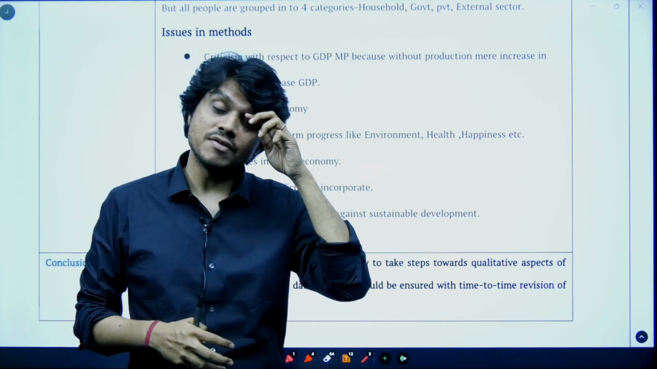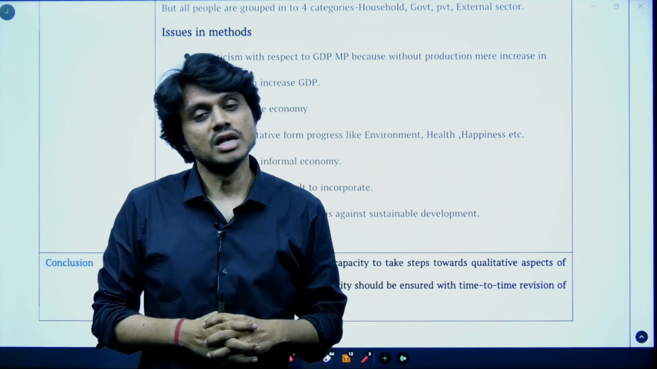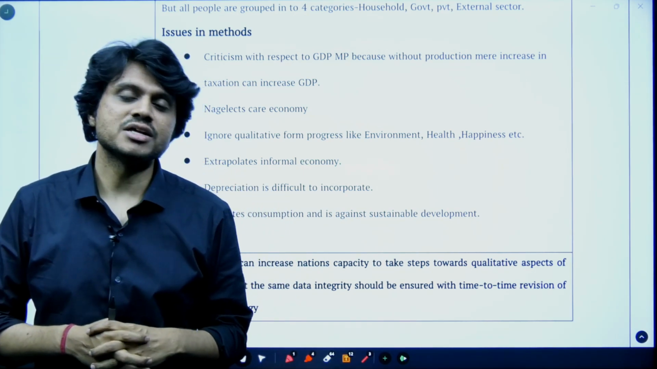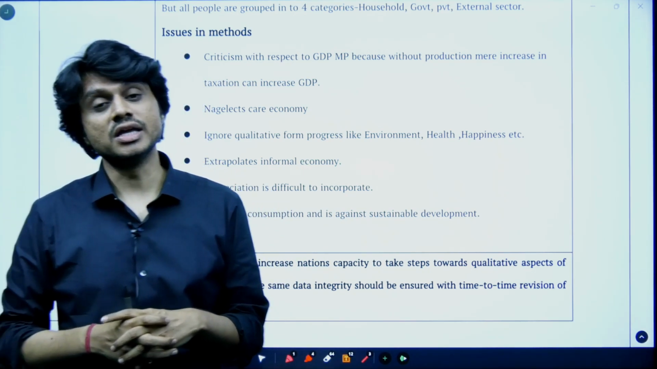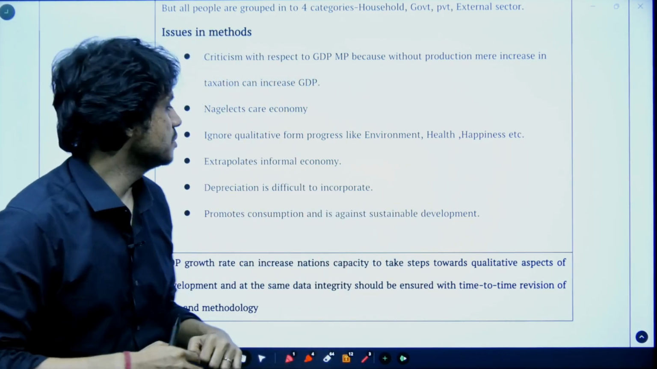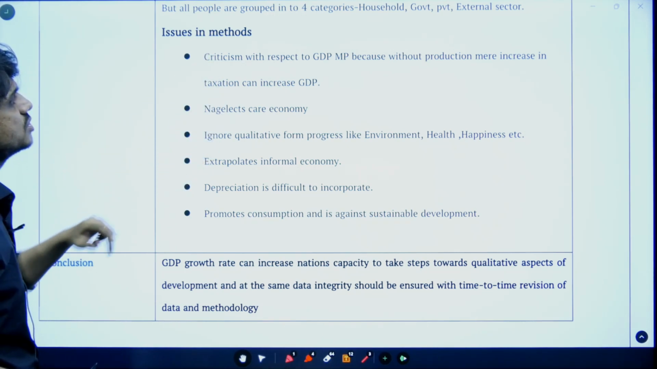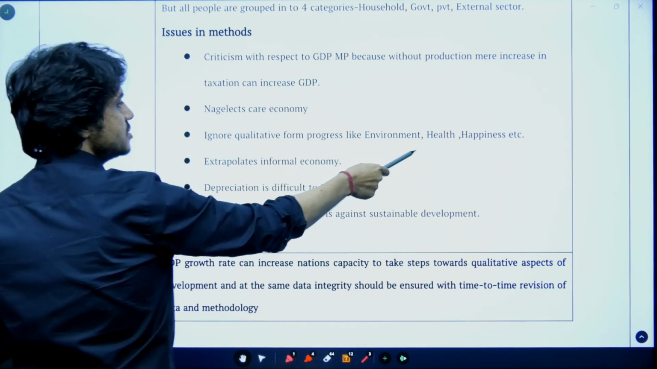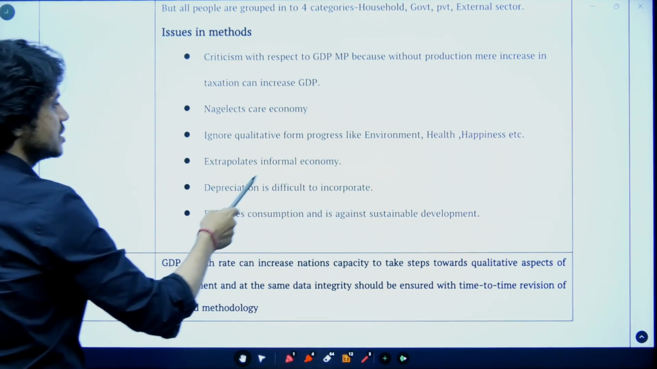That's why we are also going with alternative indicators. Like, you have the alternative indicators in the form of the HDI, the multidimensional poverty index, and the gender inequality index. So all these things are coming up. The green economy is coming up. Okay, so these are the issues in the methods. It neglects the care economy. It neglects the environment, health, happiness, etc.